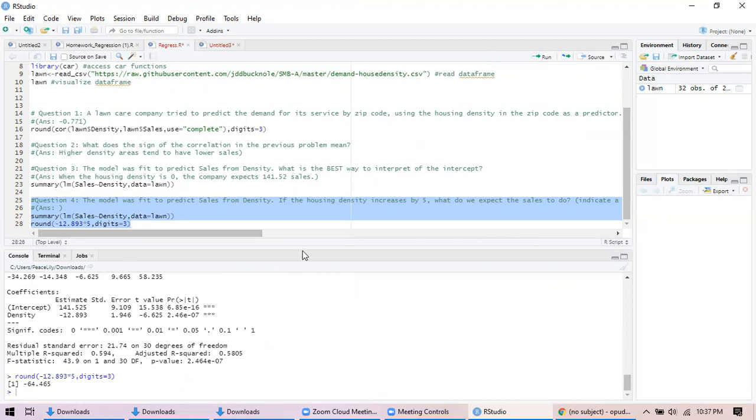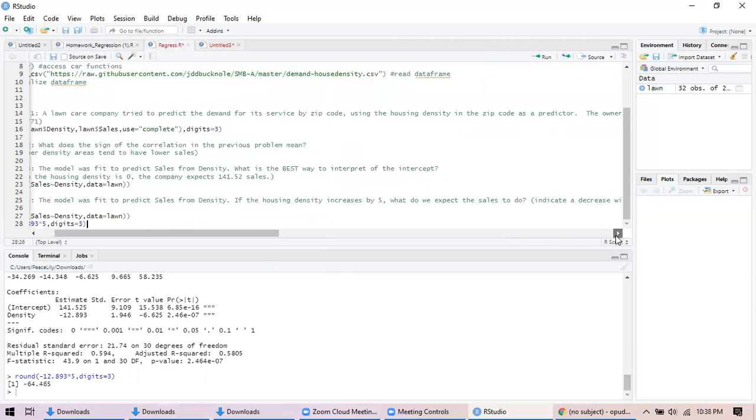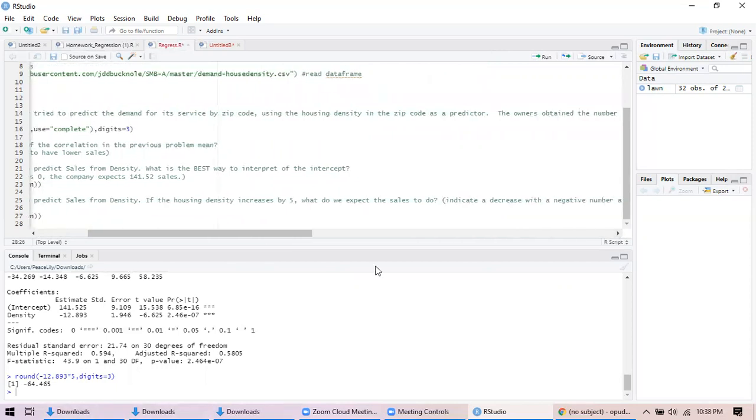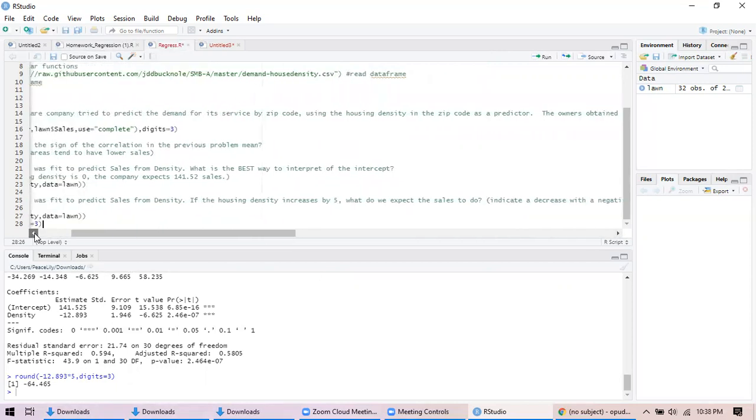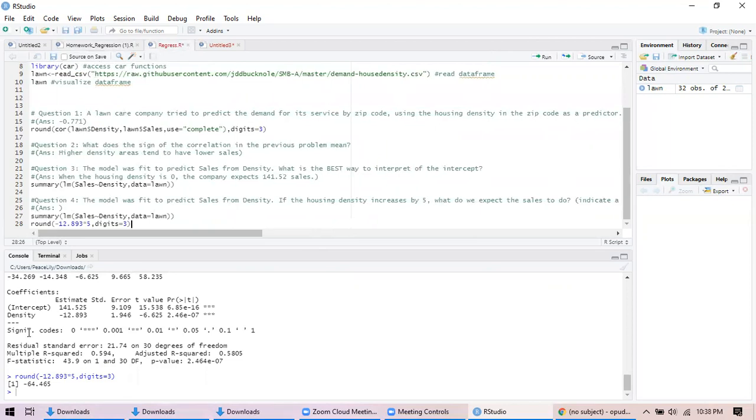All right. So what is this one asking? Remember, this one is asking if the housing density that we talked about increases by 5, what do we expect the sales to do? Meaning we just apply the equation, right? Oh, you know what? I messed up the equation.